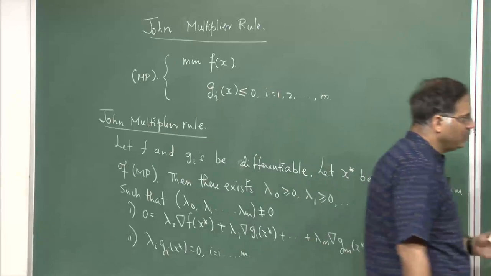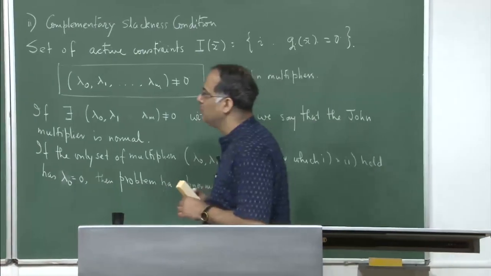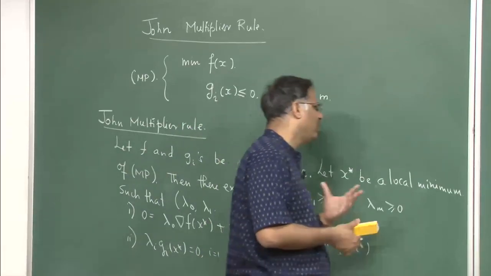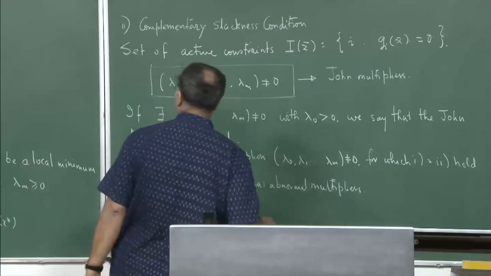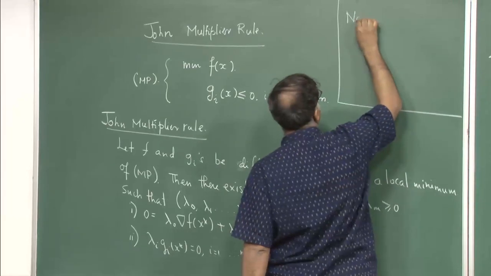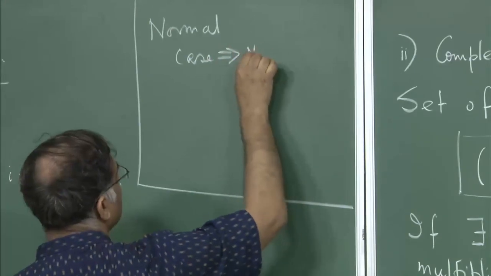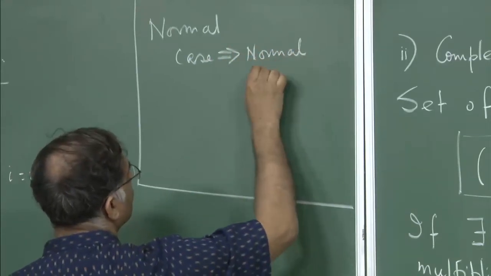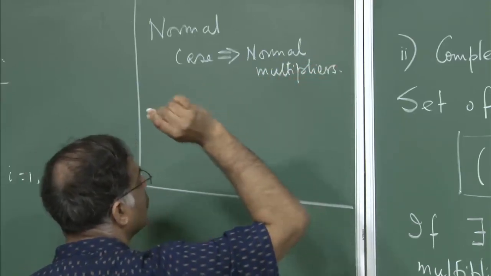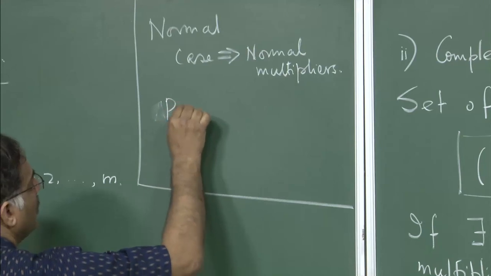But the important part is that in most examples, which we will start learning maybe from the next lecture, you would not have lambda naught equal to 0 except for pathological cases. Normal case implies normal multipliers. Pathological case, abnormal multipliers.